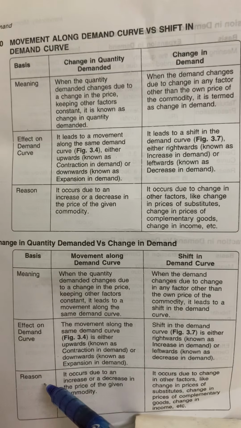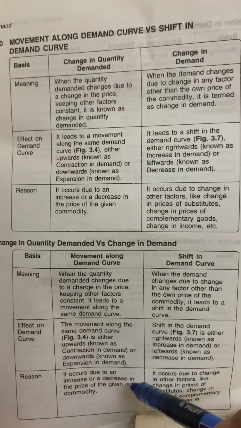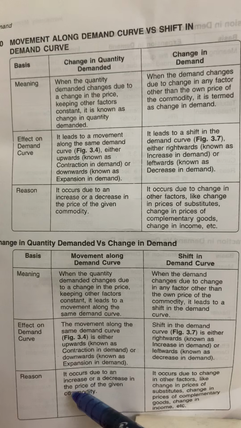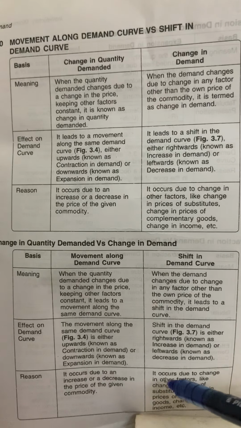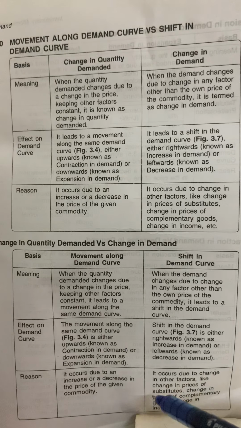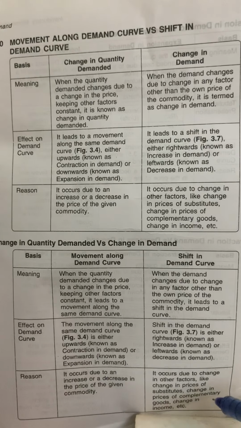Reason: it occurs due to an increase or decrease in the price of the given commodity, and it occurs due to change in other factors like change in price of substitute, change in price of complementary goods, change in income of the consumer, etc.